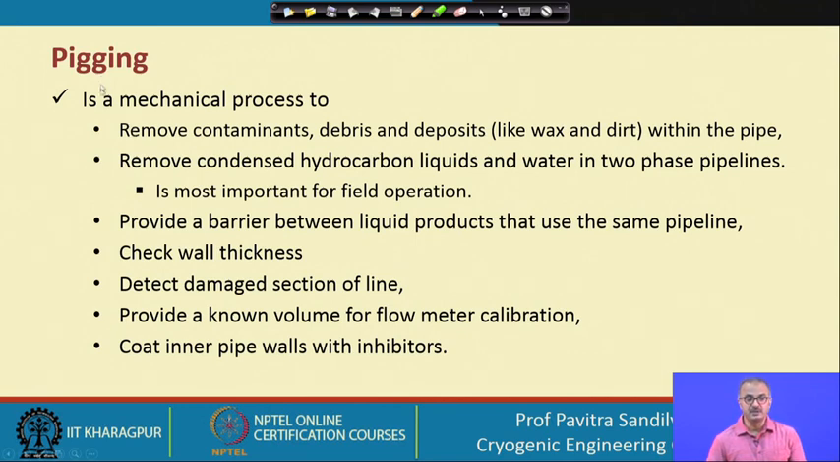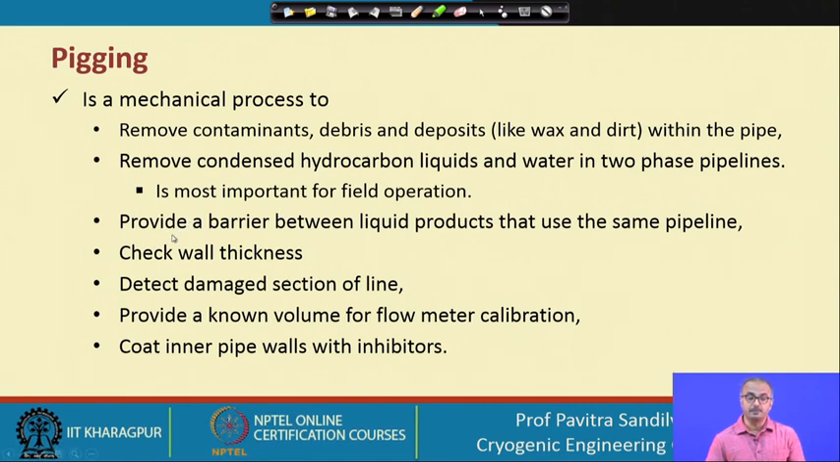So this pigging is a mechanical process to remove contaminants, debris, deposits like wax, dirt, etc., which are there in the pipeline. Then it is used to remove the condensed hydrocarbon liquids and water which are in two-phase pipelines, and it is very important for the field operation.